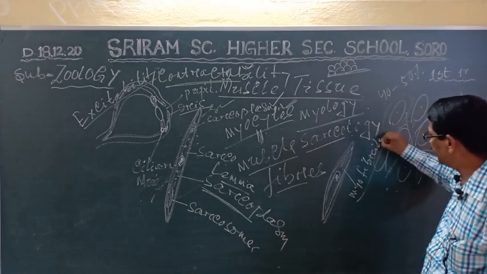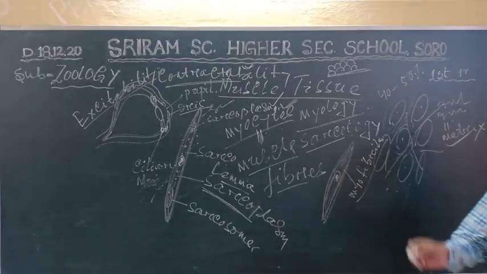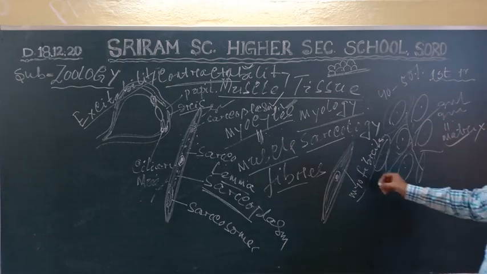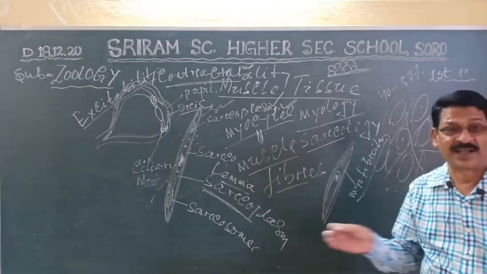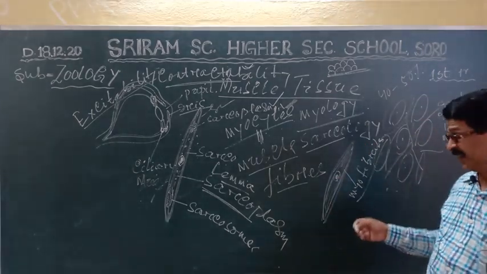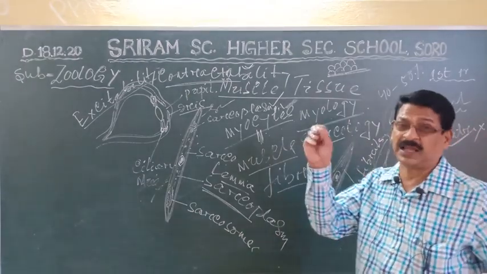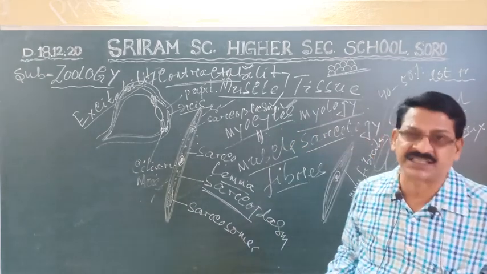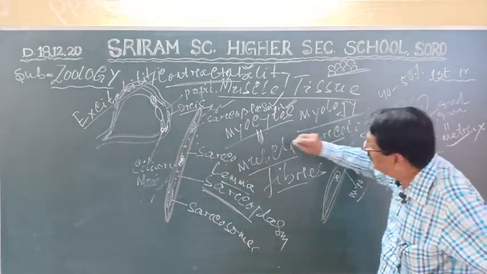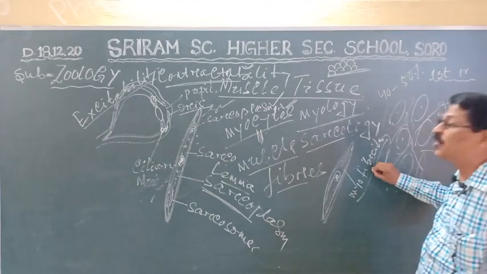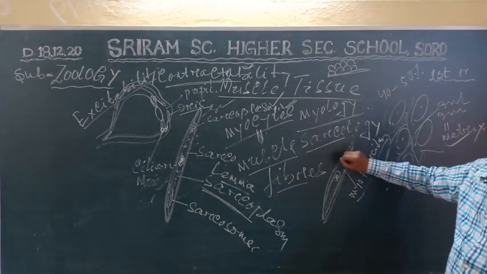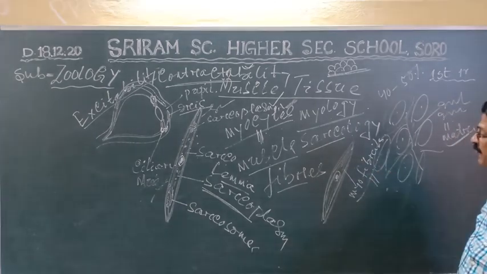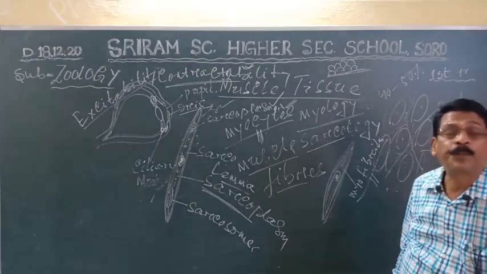These myofibrils are present inside the muscle cell, and these myofibrils are contractile in nature, and for that reason the muscle is contracting in nature. So inside the muscle cell there are very fine thread-like structures, which are called myofibrils. This is the muscle fiber, but these are myofibrils of the muscle fibers. Clear? And these myofibrils are made up of two proteins.